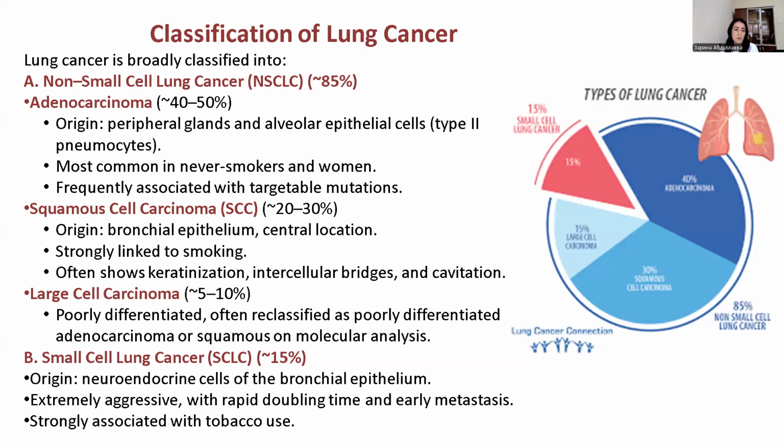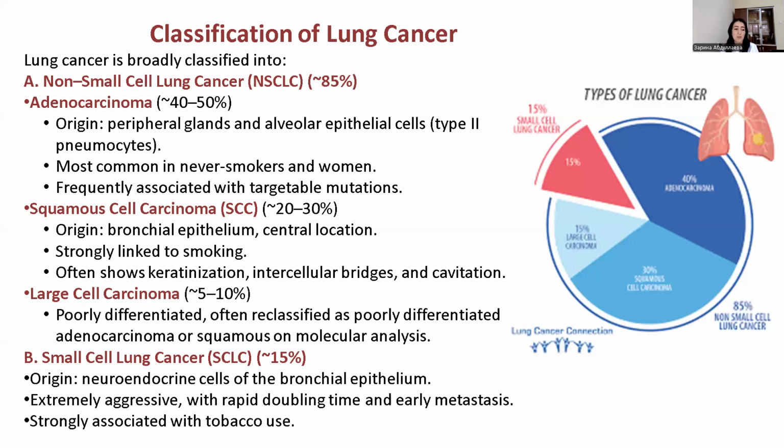The next type of non-small cell lung cancer is large cell carcinoma. It is approximately 5-10% of all lung cancer. Large cell carcinoma may have central or peripheral growth, is poorly differentiated, and is often reclassified as a poorly differentiated adenocarcinoma or squamous on molecular analysis.